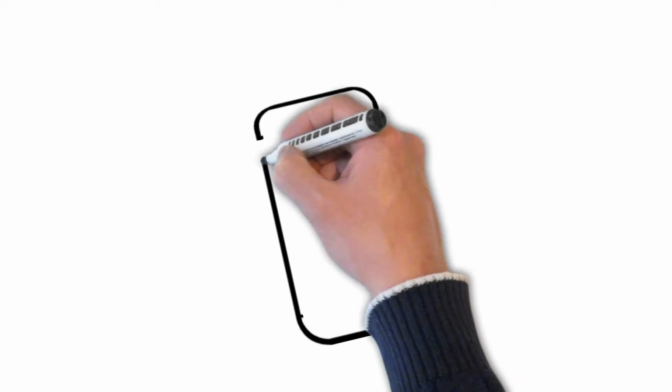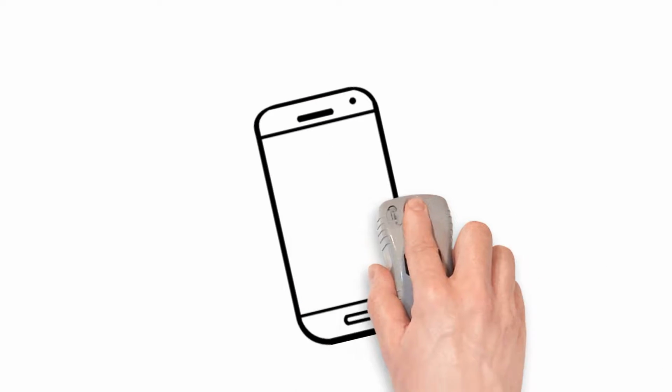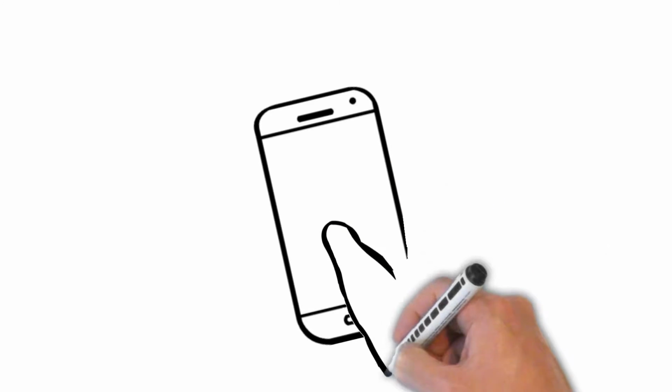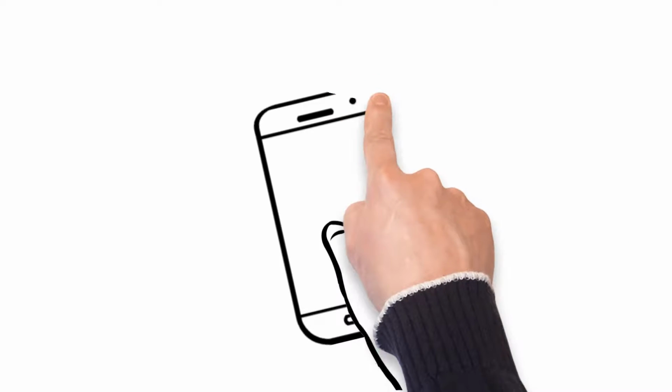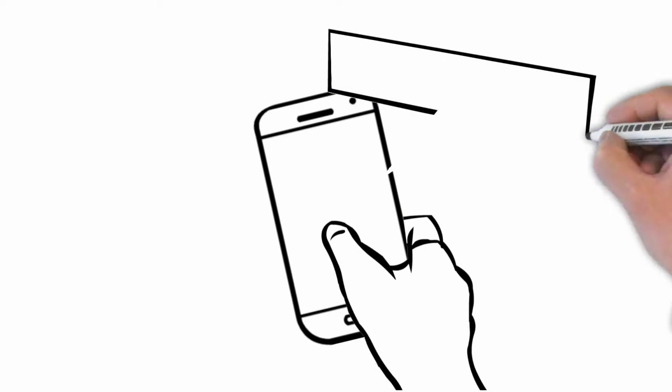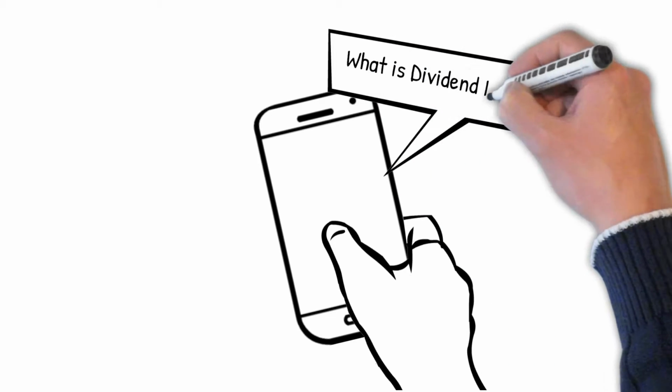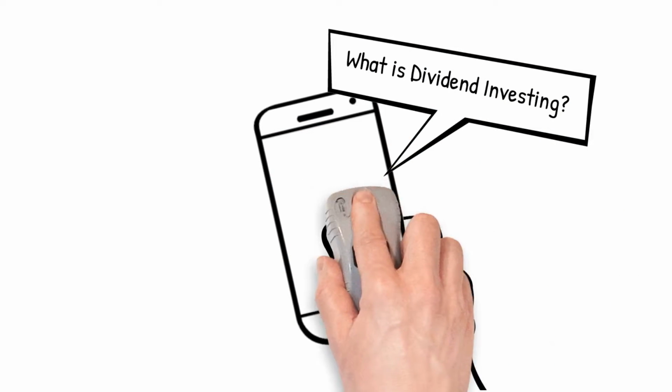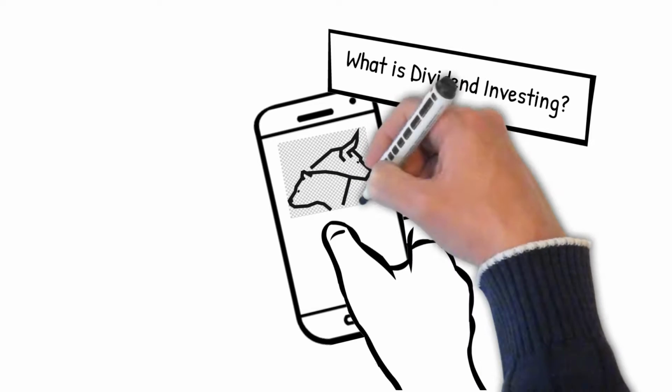So what is dividend investing? Dividend investing is an investing style that offers the investor the chance to create a stream of income from their stock purchases. Not only does investing into dividend stocks give the investor a quarterly and sometimes monthly stream of income, it also offers growth in the form of appreciation.